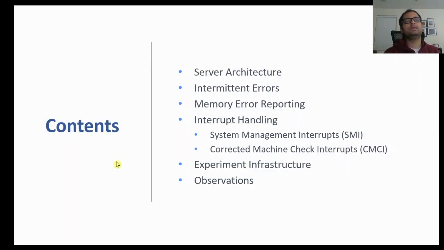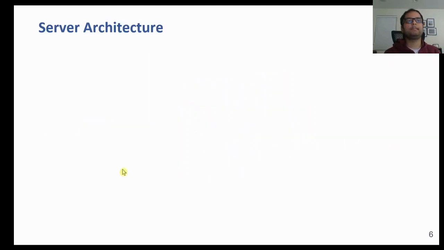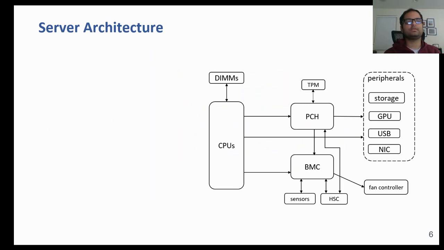So today, we will first go over the server architecture, then understand the different classes of intermittent errors, specifically focusing on memory error reporting. Within memory error reporting, we'll look into interrupt handling for logging. We will cover two different types of interrupts, system management interrupt, or in short SMI, and corrected machine check interrupts, or in short CMCI. Then we will go into the experiment infrastructure and start documenting the observations. So let's get started with server architecture.